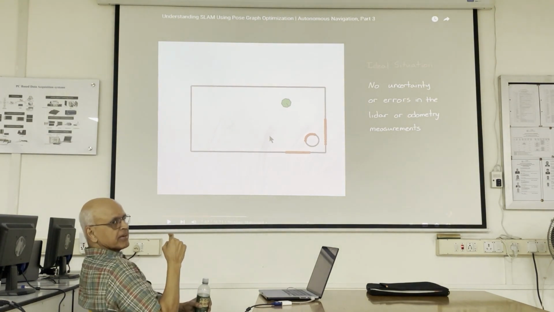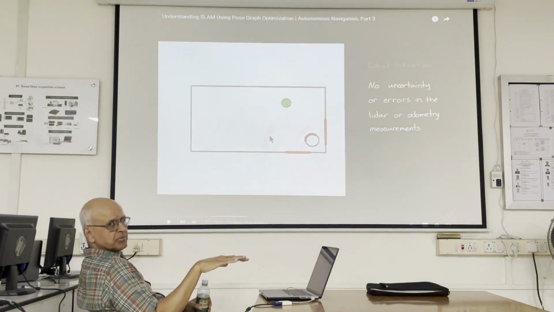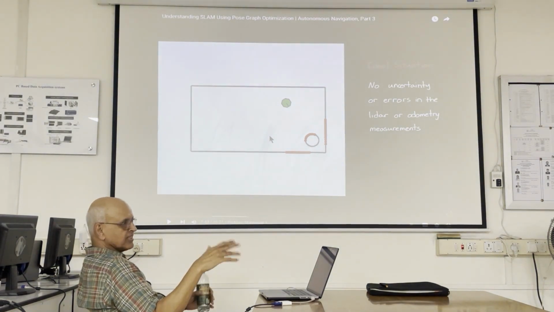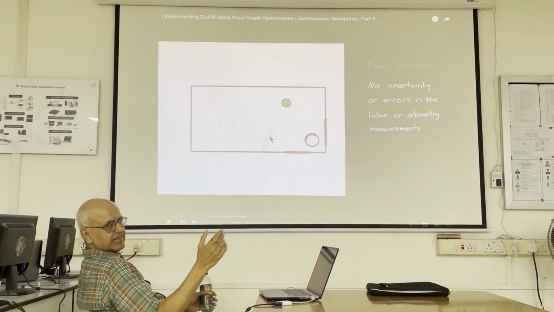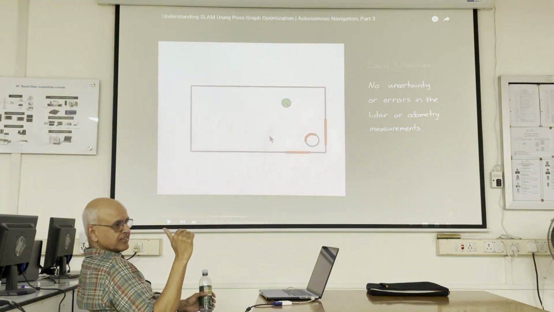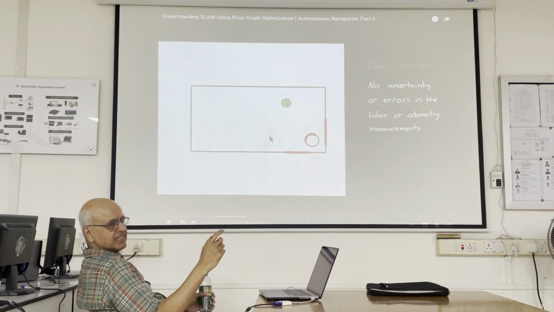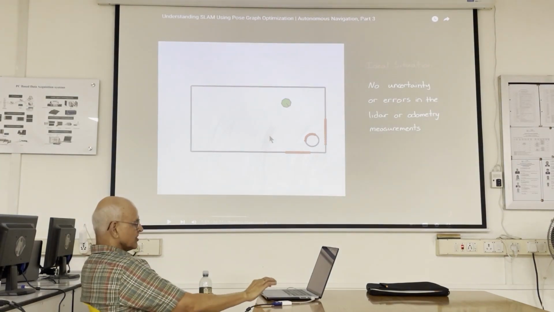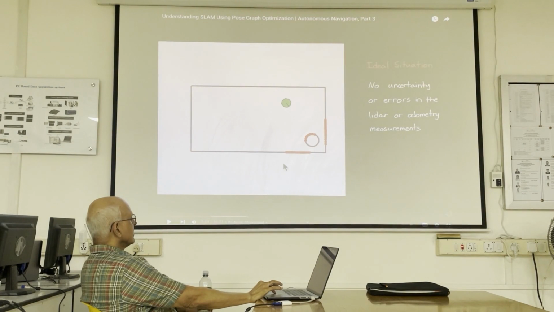So he's describing a situation that is not feasible in the real world. He's saying, let's assume that everything's perfect, right? I've got perfect localization, I've got perfect LiDAR to measure distances. So under those assumptions, it's not going to be difficult to build a map.